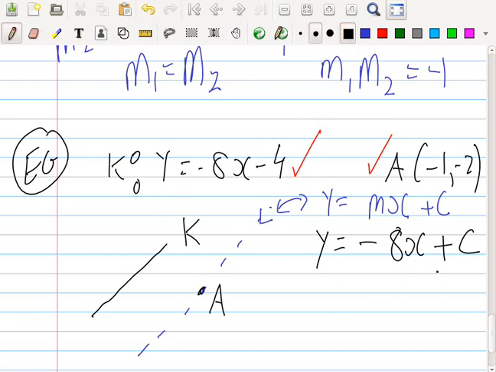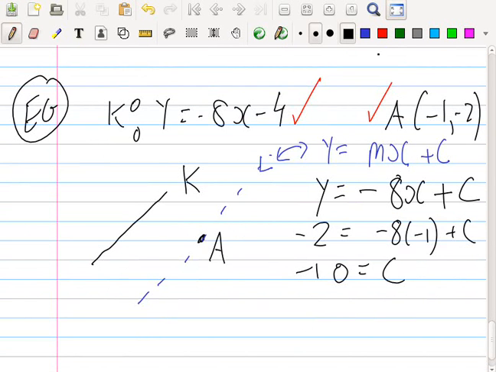And how can I find a c? It's the same way as always. Plug in, put in a point. And I have no choice to make. I have only one point, this point here. So I have minus 2 equals minus 8 times minus 1 plus c. So this will be positive 8. Take it to the left. Negative 8. Minus 8 minus 2. Minus 10 is the c. So that's the answer. This line L here is y equals minus 8x minus 10. Okay, write that down.